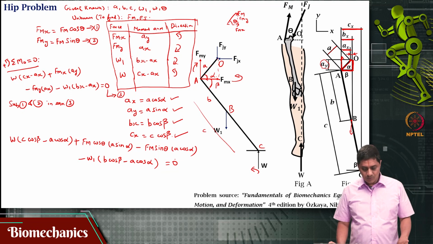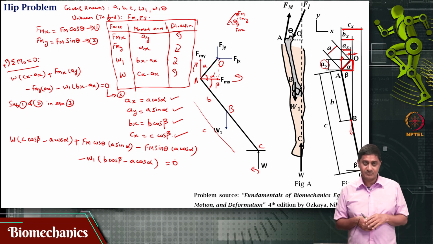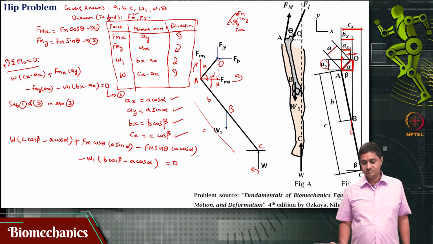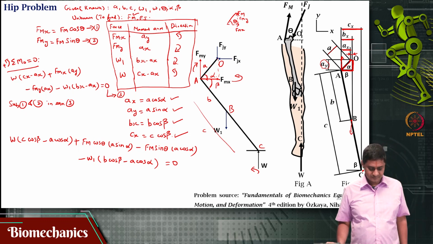In this equation, the only unknown is Fm, everything else is known. I know W, I know C, I know beta, I know alpha, I know theta, I know A, I know B. I know W1 and I know W. I know everything except Fm, and Fm is what I need to find because that is the unknown. Theta is known, alpha is known, beta is known, everything is known.